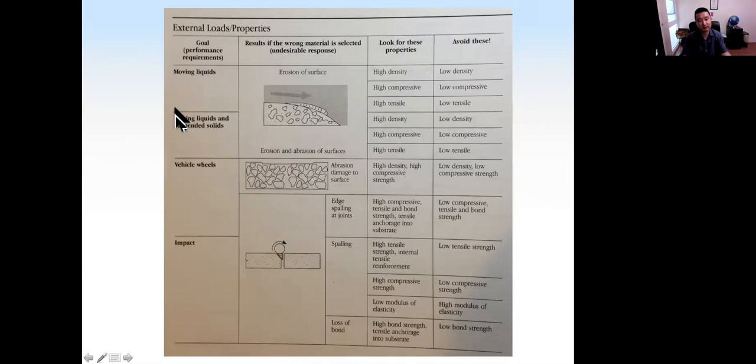This table shows us the goals from external load and properties. For example, if we have moving liquid, then we need to worry about erosion of the surface. So we need to choose high density, higher strength repair materials to increase the resistance to erosion. And also if the concrete repair materials will be in touch with vehicle wheels, we need to choose high density, high strength materials. For impact contacts, we also need to choose higher strength, tensile strength, bonding strength, and so on.